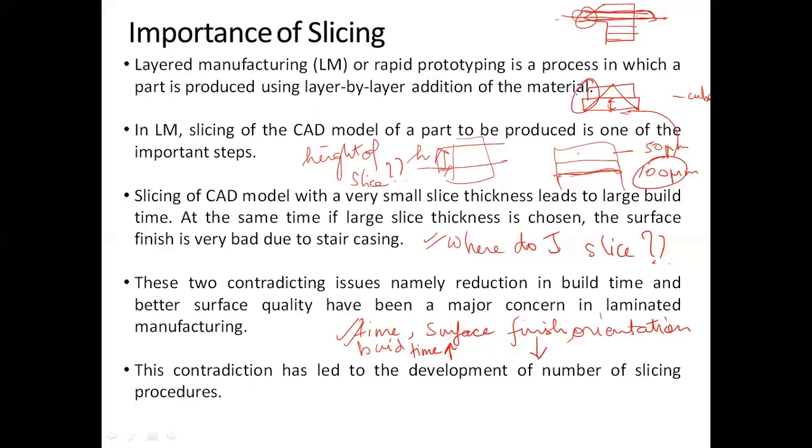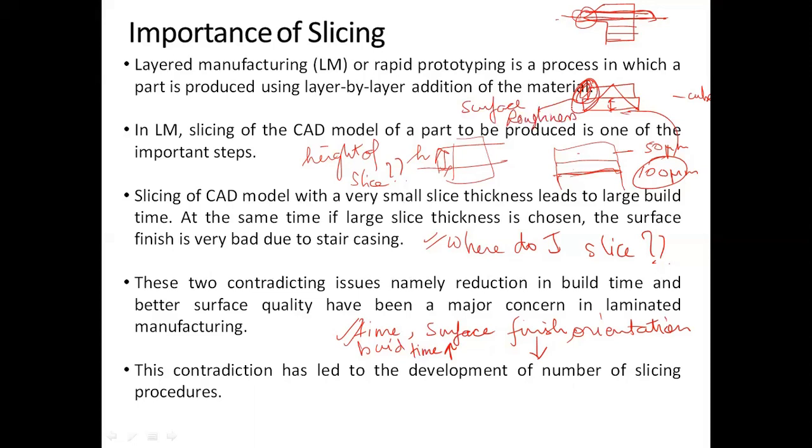Everybody must have seen stairs. As you move across the stairs, what you can observe is there is a flat surface and a height, then a flat surface and a height, then a flat surface and a height. So like this, if you move a surface roughness probe across this, this is the region where you will get surface roughness. This is the region where you will get surface roughness.